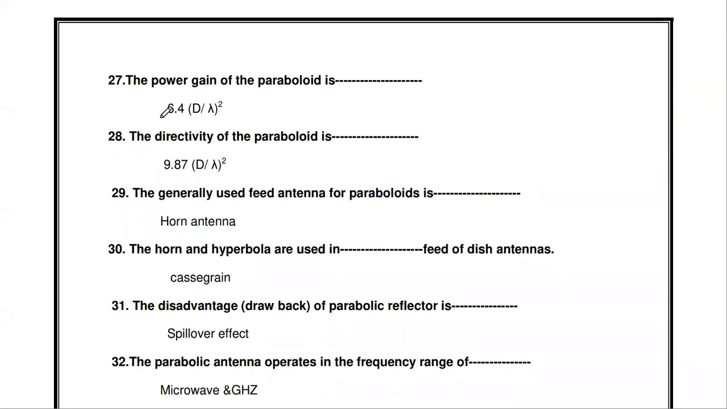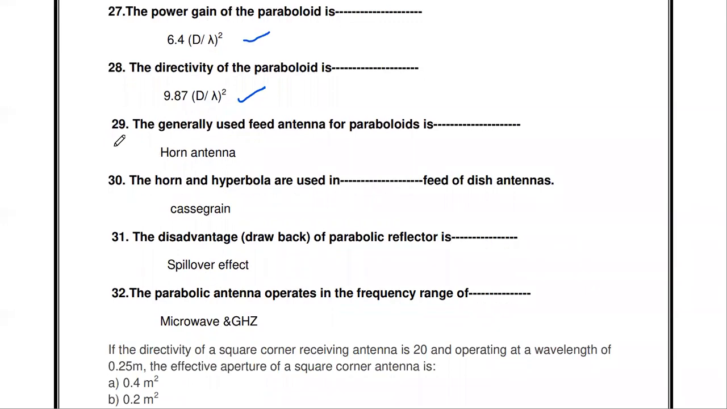The next one, the power gain of the paraboloid is dash. You have to remember this answer. The power gain of the paraboloid is 6.4 times D divided by lambda, the whole squared. Then the directivity of the paraboloid is 9.87 times D divided by lambda, the whole squared. These are standard answers you have to memorize.